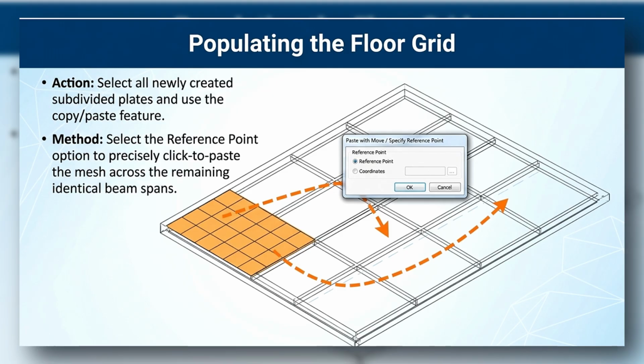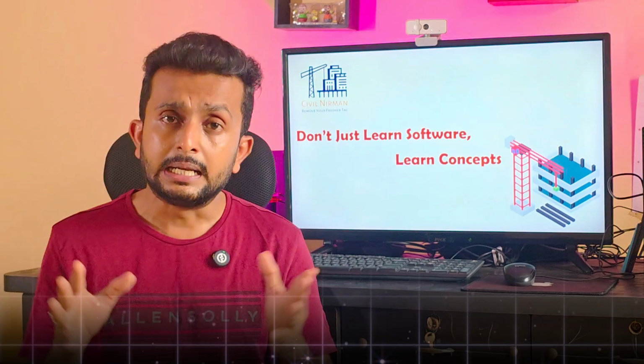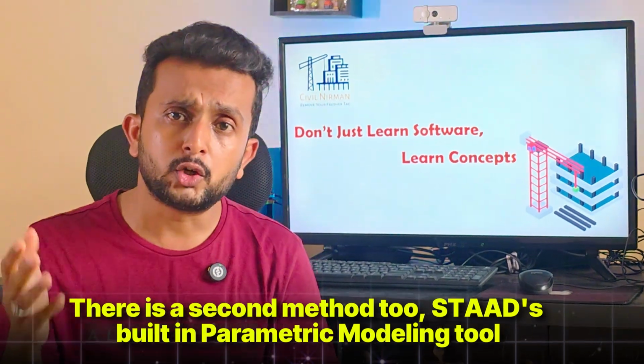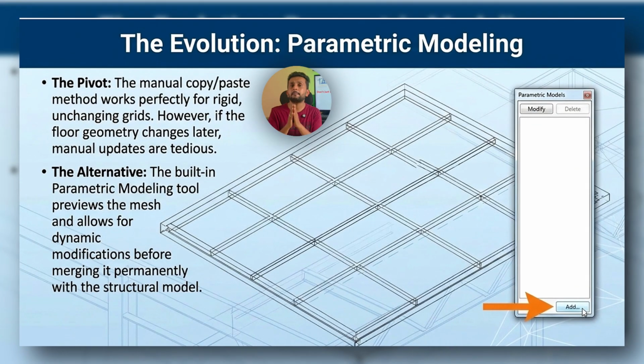Select all the newly created plates, use copy and paste with the reference point option and paste them across the remaining beam spans. That is your entire diaphragm meshed from one original plate. Now see, there is a second method too, that is STAAD's built-in parametric modeling tool, which is genuinely more flexible if your floor geometry changes later on.